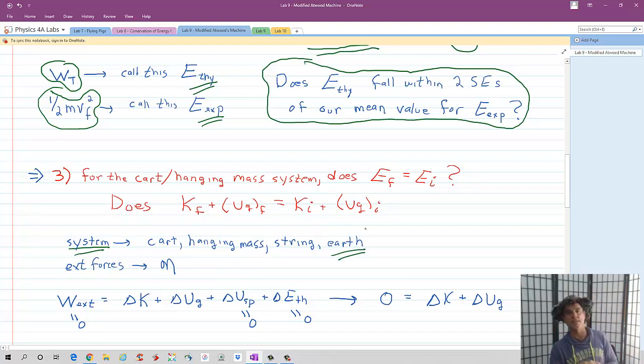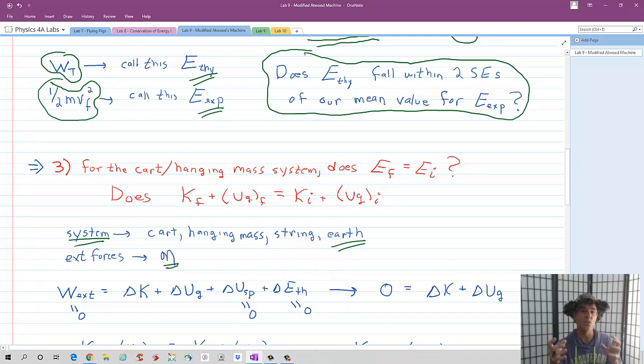Now, if my system is the hanging mass, the cart, the string, and the earth, the only external force is the normal force. But just like before, the normal force is not doing any work. Since there's no work done by external forces, the total energy of the system shouldn't change. So what we're really looking at is, does the final energy of the system equal the initial energy?